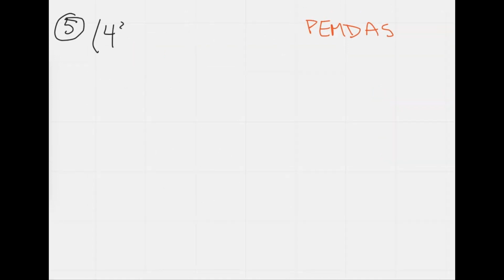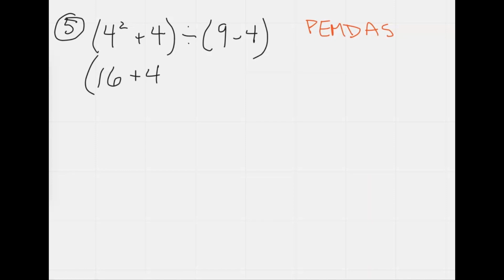In brackets, 4 to the power of 2 plus 4, then divided by, in brackets, 9 minus 4. Since we have 2 sets of brackets, we can go from left to right. Within this set of brackets, we solve the exponent 4 to the power of 2 first. That's just 4 times 4, which is 16, so in brackets, 16 plus 4, which is 20. Then we can solve the other set of brackets, which is 9 minus 4, which gives us 5. So this gives us the expression of 20 divided by 5. Our final answer is then 4.